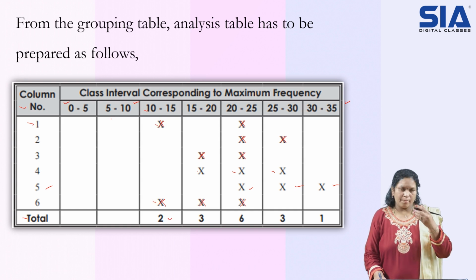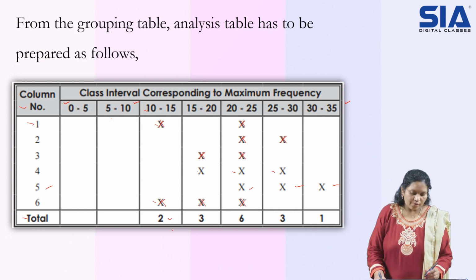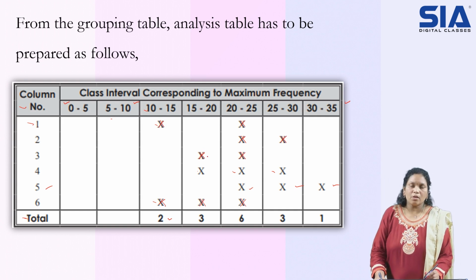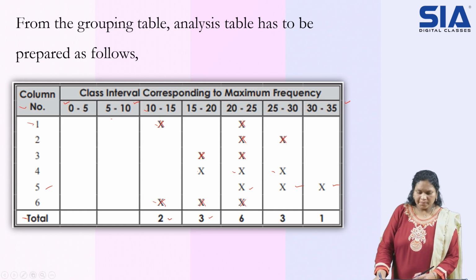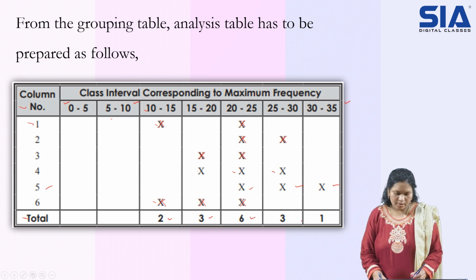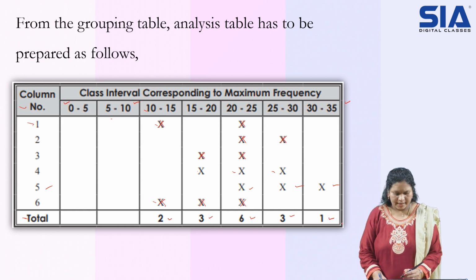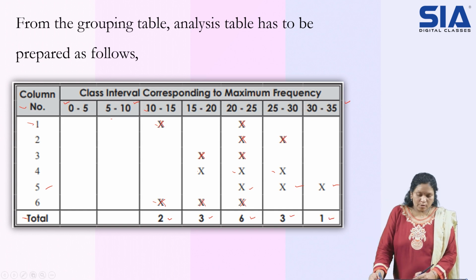Okay, simply adding. How many cross marks are there? We are adding up. So 2 I've got here. Next, go for the 15 to 20 column. There are 3 cross marks, so the total is 3. So write down 3. Similarly, in the 20 to 25 column we have 6, so write down 6. Next column, only 3 we have, so write down 3. Last column, single value we have. Write down as 1. Now in this way we have to do the totals.